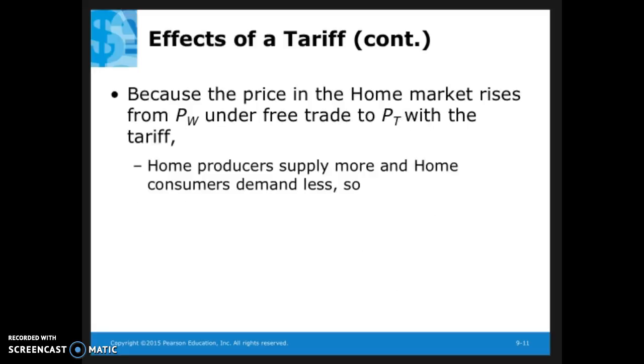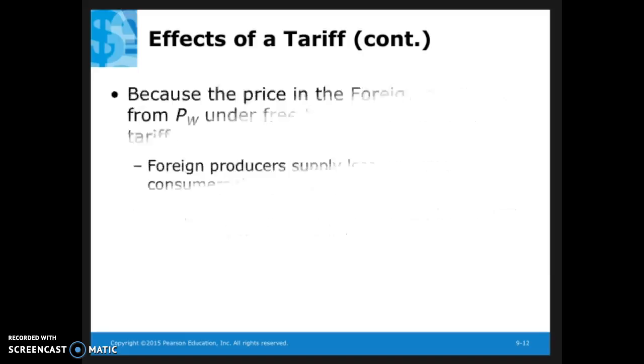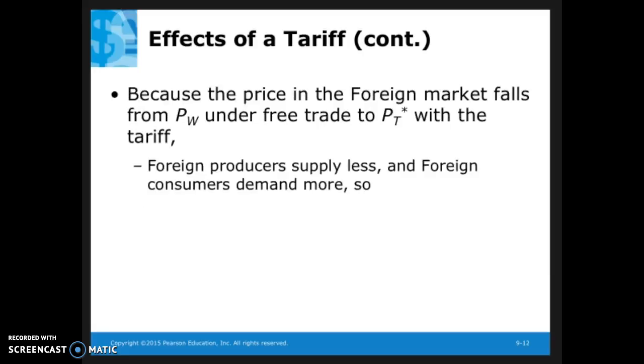So some more effects of a tariff. Because the price in the home market rises from PW under free trade to PT with the tariff, home producers supply more and home consumers demand less. So the quantity of imports falls. In the foreign market, price falls from PW under free trade to PT star with the tariff. Producers supply less and consumers demand more. So the quantity of exports falls from Q sub W to Q sub T.